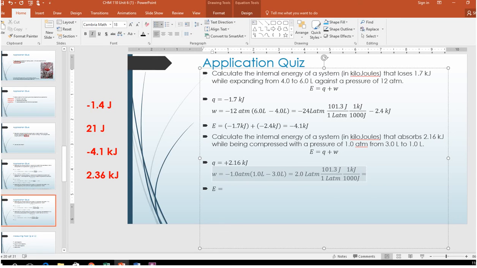So if we do that, we have 2 times 101.3 times 1, and then we divide by things on the bottom, so divided by 1, and then divided by 1,000. You end up getting, is that right? Yes, it is. You end up getting 0.2026. I'm again going to round to two or three numbers here, so I guess I could do plus 0.203 kilojoules. So for our E is Q plus W, we have plus 2.16 kilojoules, plus 0.203 kilojoules, which is going to be equal to plus 2.363, I'm going to round to three numbers, kilojoules.